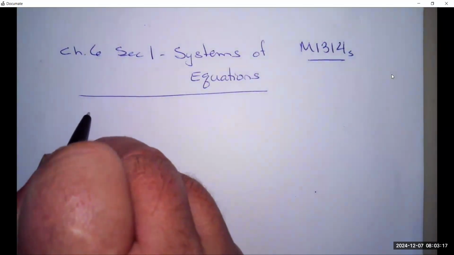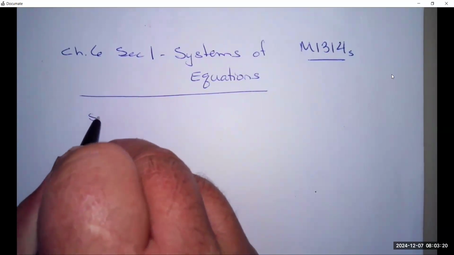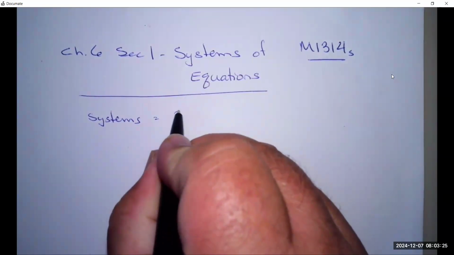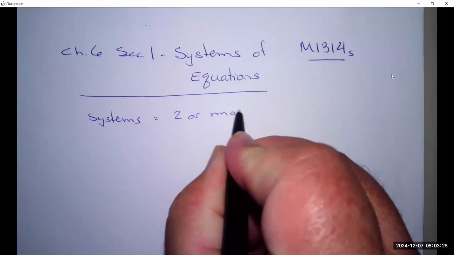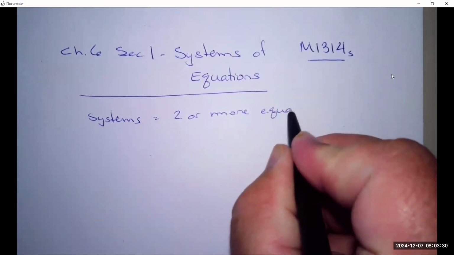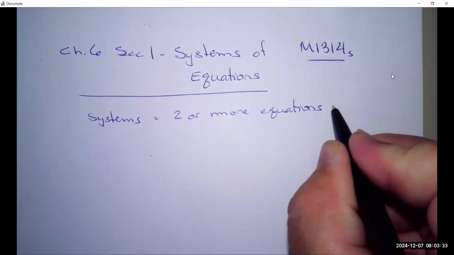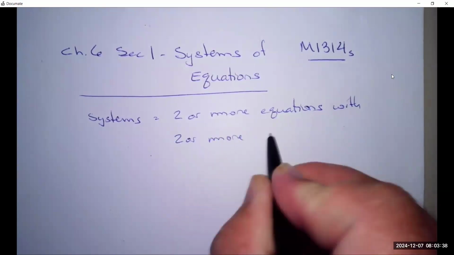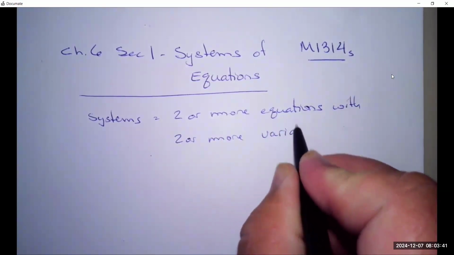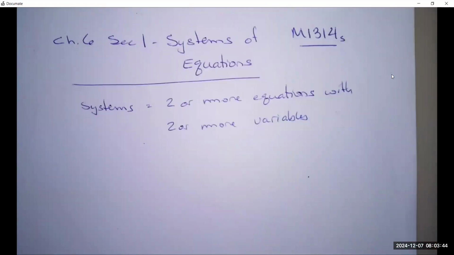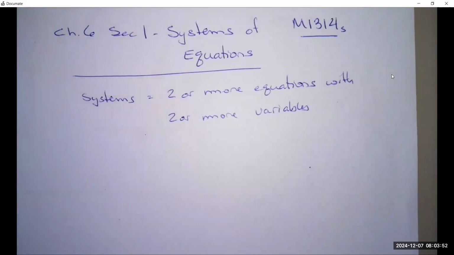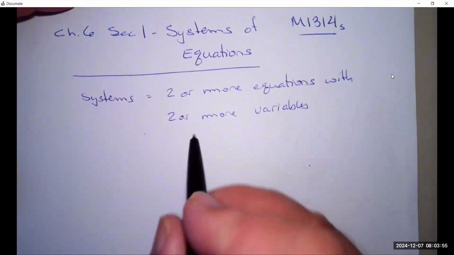When we talk about systems, we're talking about two or more equations with two or more variables. We talked about this earlier in chapter 2, or actually in chapter 1, when we talked about how two linear equations can behave with each other.